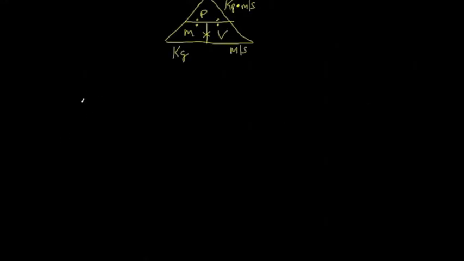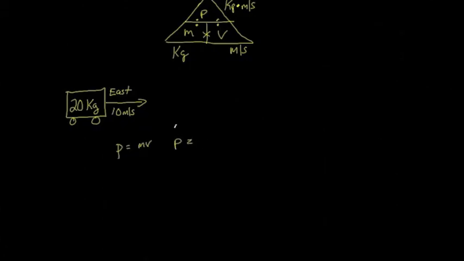Let's do an example. First we write down our formula. I'm just going to write the units to remind myself. So if we had a 20 kilogram mass moving east, or right, at 10 meters per second, we can calculate the momentum. We plug it into our formula. P equals the mass, which is 20 kilograms, times 10 meters per second, which equals 200 kilograms times meters per second.